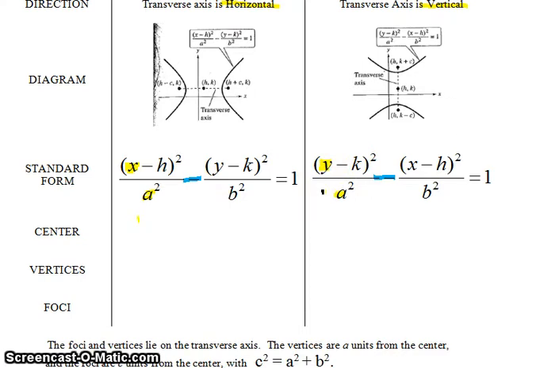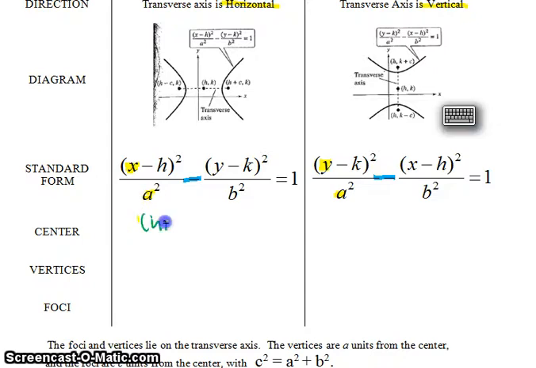Okay, so what you need to know more importantly is that it's a negative sign. If y comes first, you go vertically. If x comes first, you go horizontally. You have your transverse axis. Okay, so let's go ahead and fill out these things.